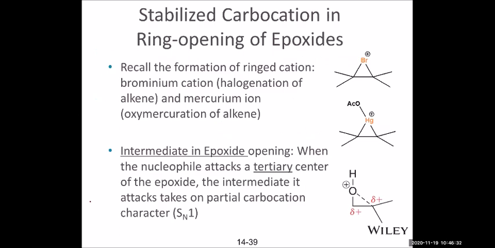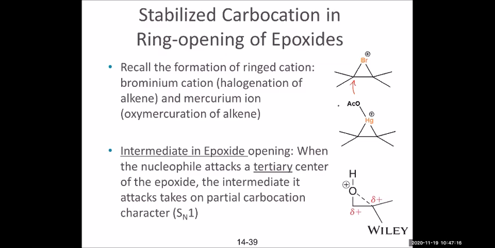So these are stabilized carbocations in ring opening. The three-atom ring with a positive charge looks familiar, because when we did the bromination of the alkene, we saw that the bromine cation forms a bond with the double bond, giving the bromonium cation, which has a three-member ring, and the attack comes from the backside to open up the ring.